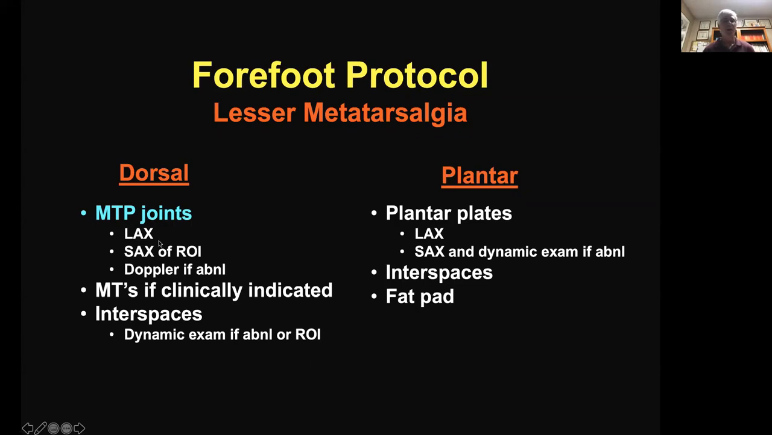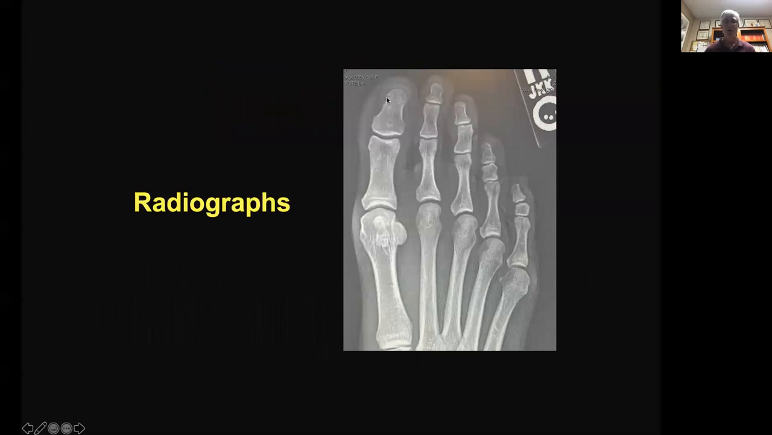And if it's the joint in question, in this case the second MTP joint, or if there's an abnormality, then I look at the short axis, and ROI is region of interest, and I perform Doppler imaging.